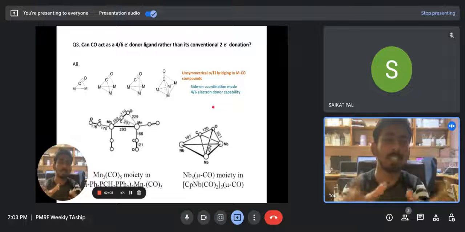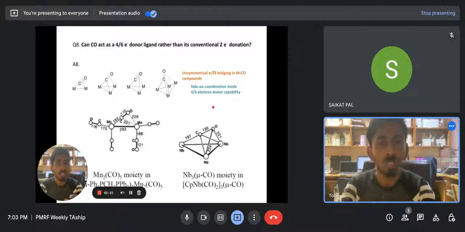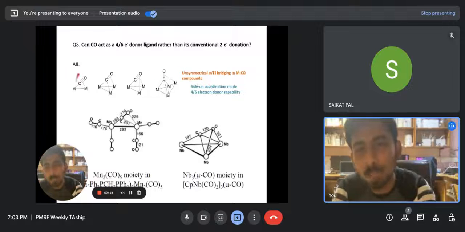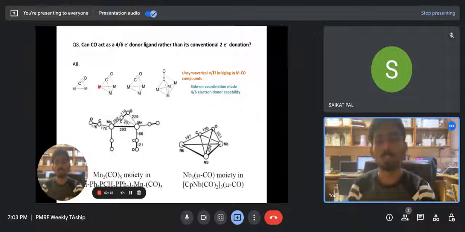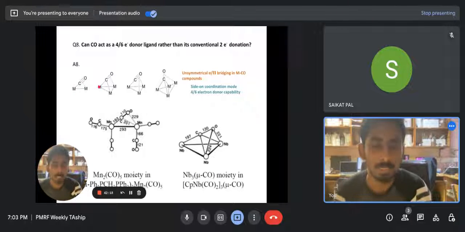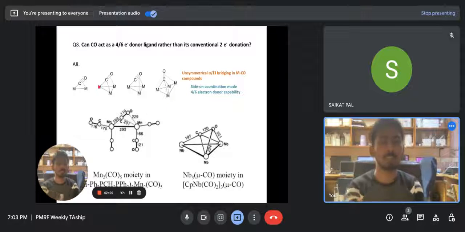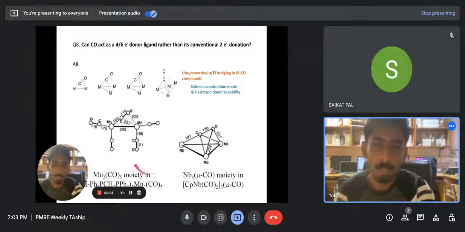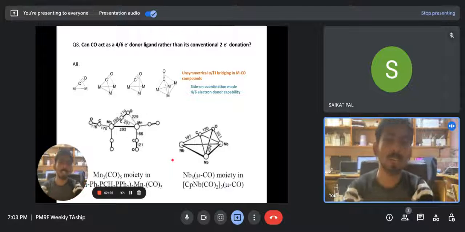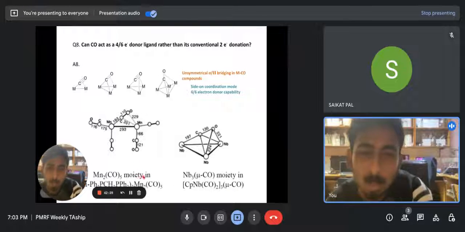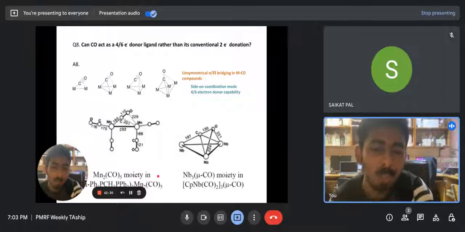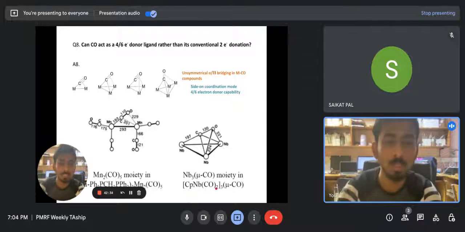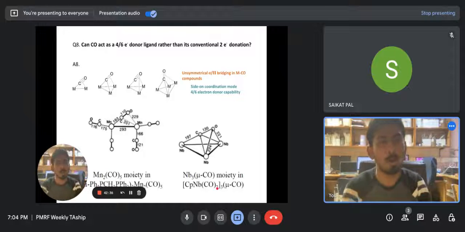They are typically termed side-on coordination mode, where not only the carbon of the CO is donating, but the pi electrons of the CO bond are also donating towards the metal center. They are termed unsymmetrical sigma or pi bridging, where 4 or 6 electron donation is possible. So I have denoted two specific examples here: the Mn2CO5 moiety in this following compound, and also the niobium 3 mu CO moiety in this CpNb(CO)2(3 mu CO) compound.